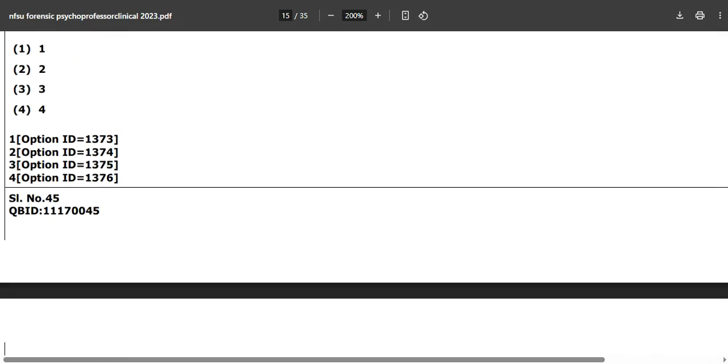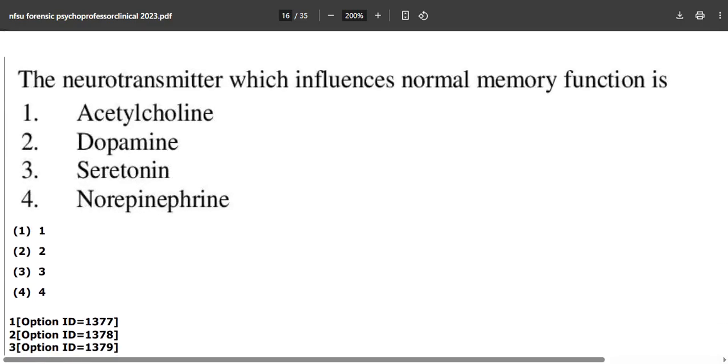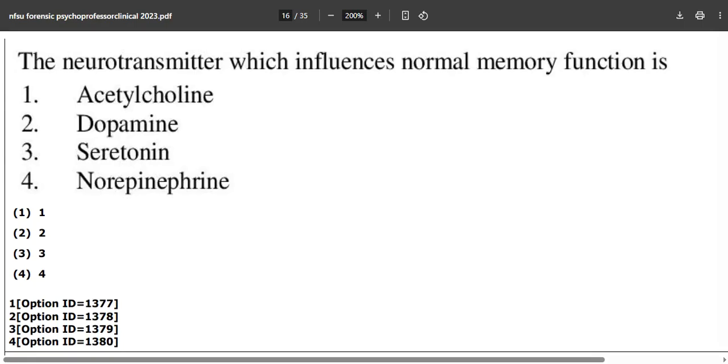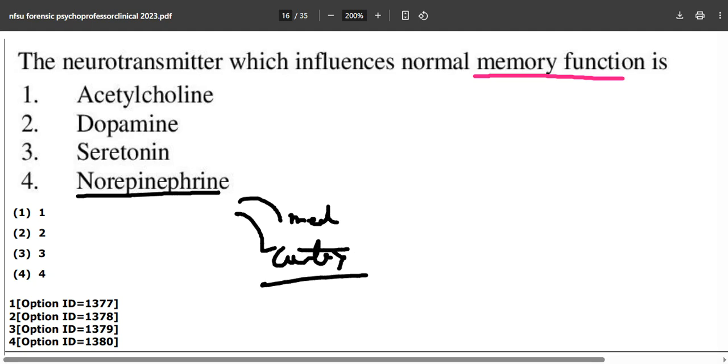Now moving forward to the next one: the neurotransmitter which influences normal memory function. Is it acetylcholine, dopamine, serotonin or norepinephrine? If you can recall, we have discussed in this series, or maybe in the NFSU MPhil clinical psychology series, the working of norepinephrine, where it is coming from. Is it coming from the medulla, or from the cortex? If you know the correct answer, make sure that you comment down below. This is a good one.